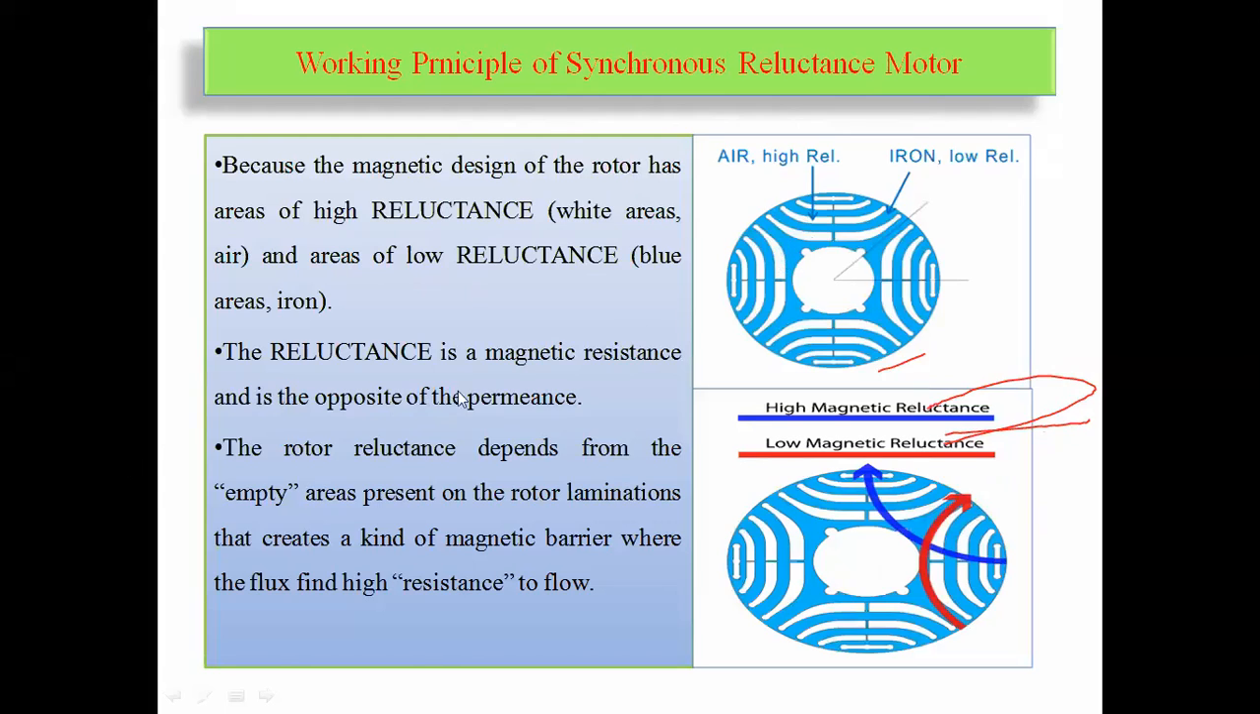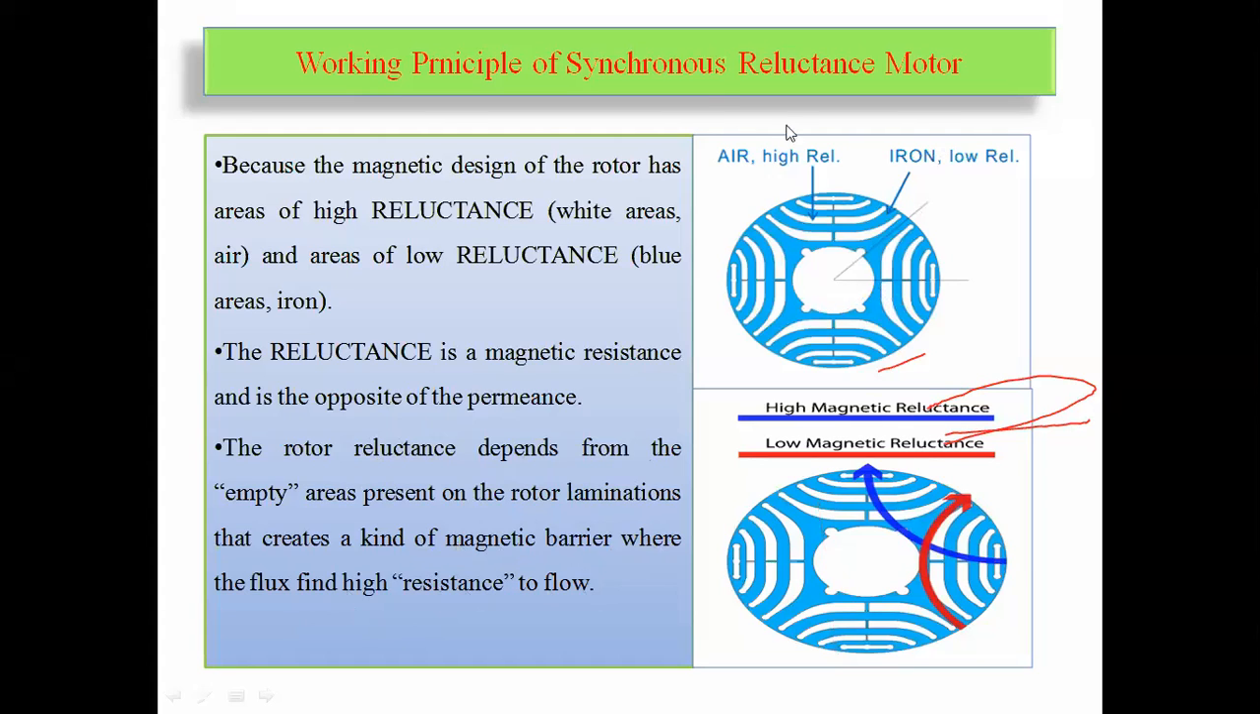Okay. Reluctance is a magnetic resistance and it is the opposite of permeance. As we know, reluctance is nothing but opposition to the flow of flux. The rotor reluctance depends on the empty areas present on the rotor laminations that create a kind of magnetic barrier where the flux finds high resistance to flow. Simply, look here, this is part of the rotor.